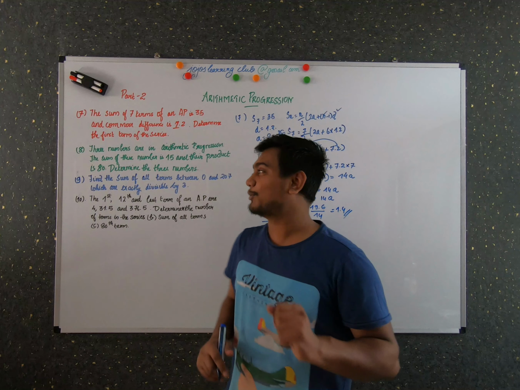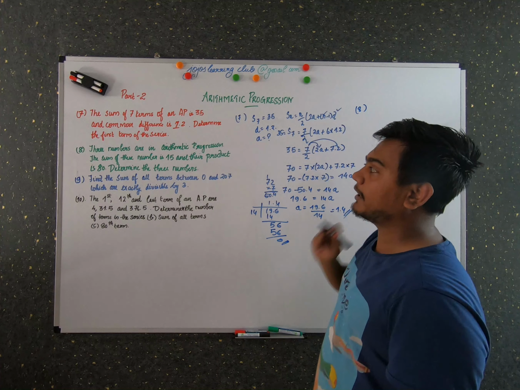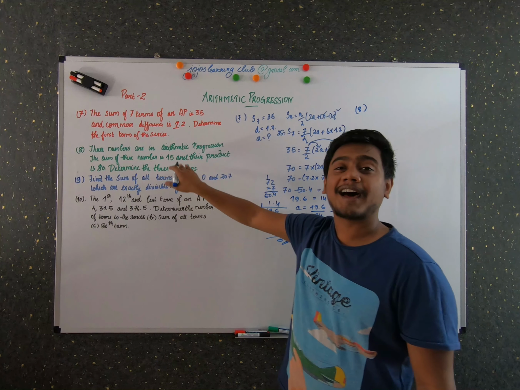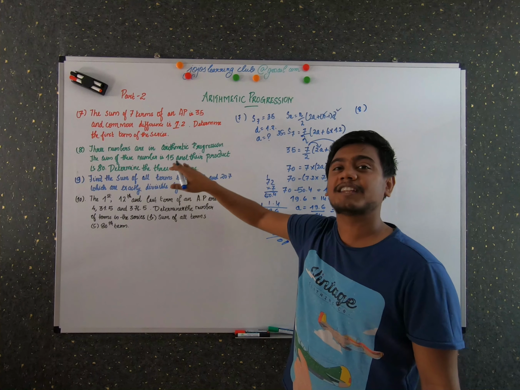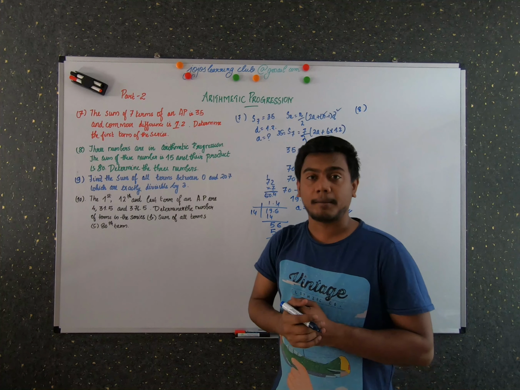So now let's directly do the second problem. This is a little bit tricky question. 3 numbers are in arithmetic progression. The sum of these 3 terms is 15 and the product is 80. So determine the 3 numbers.